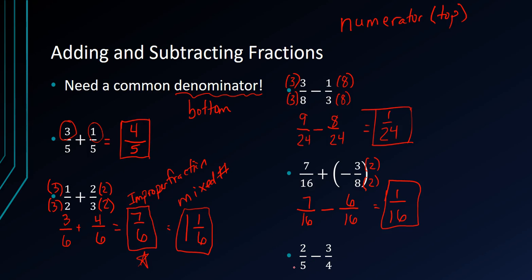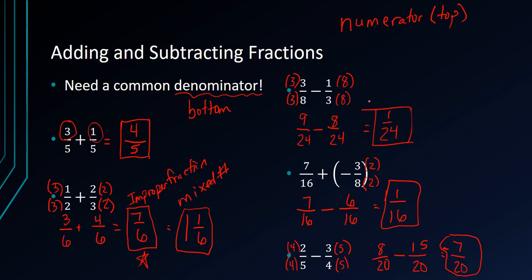Alright, last one. 5 multiplied by 4 to get 20. Multiply the 4 by 5 to also get 20. So we'd have 8 over 20 minus 15 over 20. Now, this one, the signs are different. This bigger one is a negative, so my answer is going to be negative. Okay, and how many more negatives do I have? 8 to 15. That would be 7 more negatives, because 15 minus 8 is 7. So my answer would be negative 7/20.